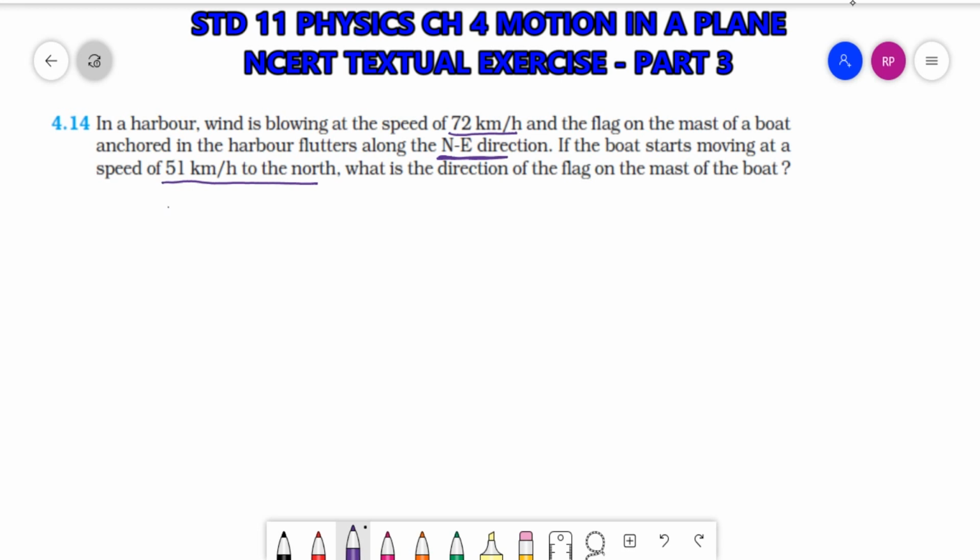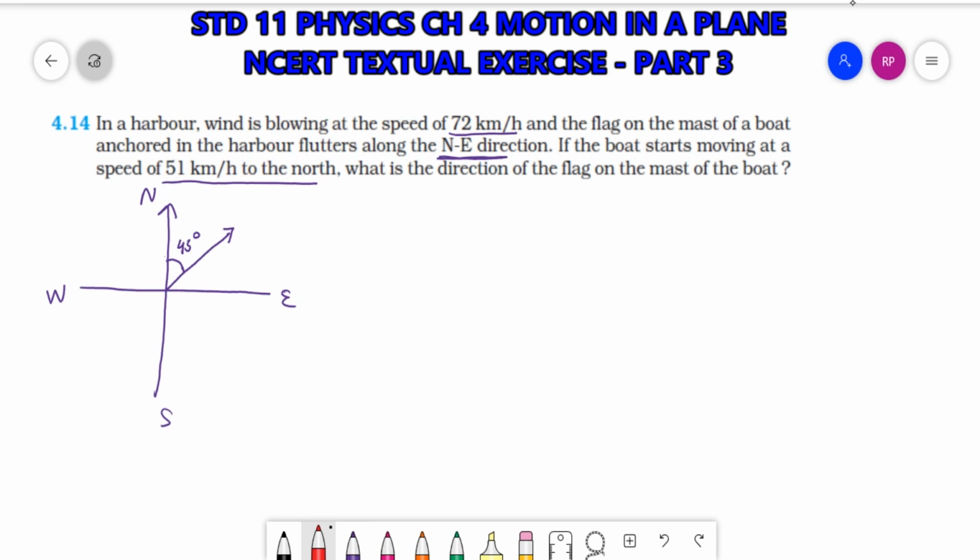Okay, so now let's take this as north direction, this as south direction, this as east direction, this as west direction. Now see, the wind is blowing in the direction of northeast, so I will write down northeast. This is the direction, exactly 50% between north and east, so this will be 45 degrees.